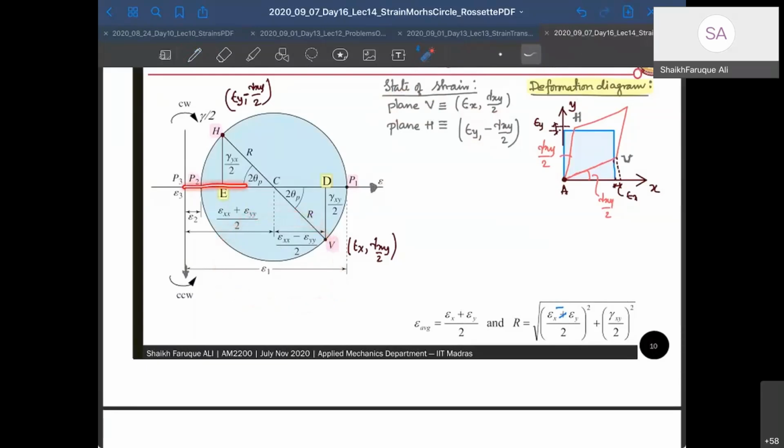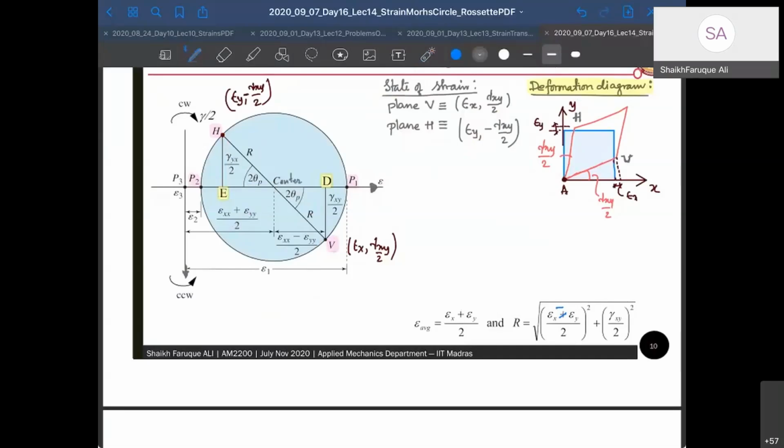So I'll go this way as epsilon x, and then I'll go down as gamma xy by 2, and I come to this point. So that's my V point. Now we have to look at plane H, which is epsilon y. I go to epsilon y like this, and then I go to minus gamma xy by 2, which will be upward, right? Go here. So that's my point H. Now I will just draw a straight line between point H and V, like I did in the Mohr circle of stresses, and the point where it cuts the normal strain axis is my center C.